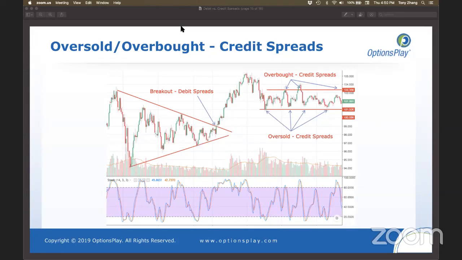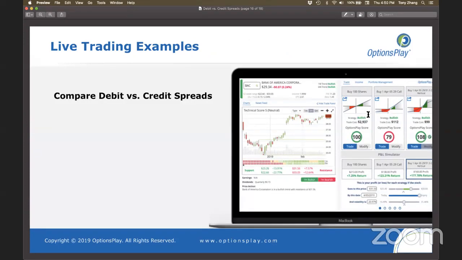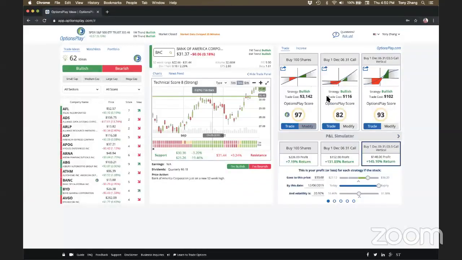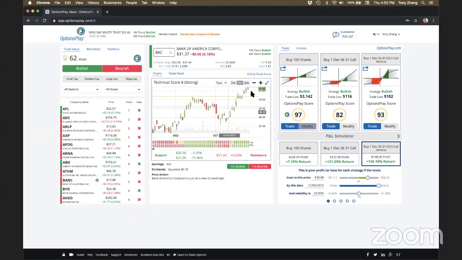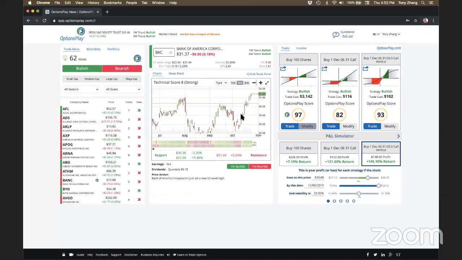So again, this is all meant to just help illustrate the fundamental difference between trading a debit versus credit spread. So let's now go back to Options Play. I want to show you some examples of this because at the end of the day, I don't expect you to just take my word for it. I want to show you some real ideas and show you why certain times you want to trade debit spreads and certain times you want to trade credit spreads. And then at the end, I'll try to do a quick lightning round, let you guys submit some symbols and see what you want to do.